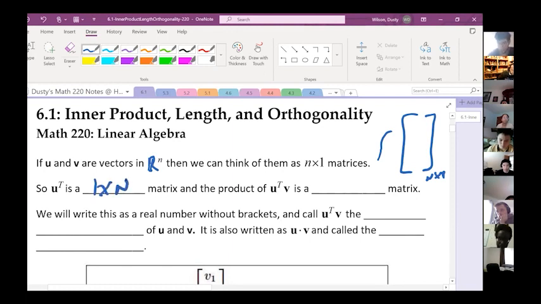Good. So U transpose is a 1 by n matrix, and the product U transpose times V is what dimensions? That's 1 by 1. It's a 1 by n by an n by 1. So you're just going to get a little 1 by 1 matrix, which is a funny way of looking at a scalar. So we can write this as a real number without brackets. So if you wanted, you could think about it like a 1 by 1 matrix.